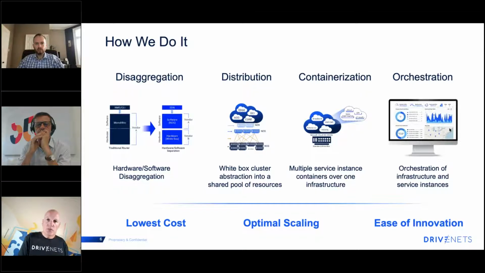And this is very important because it allows you to build any size of router out of just a couple of basic building blocks. On top of that, we do containerization. That means that we build networks like cloud. We put multiple instances of network functions on top of this cluster, on top of the hardware.